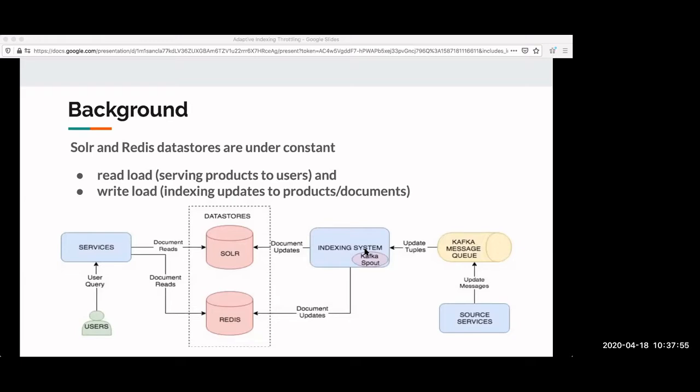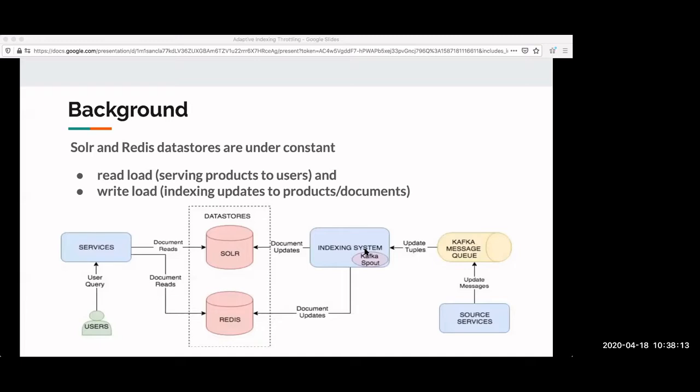So users come onto the platform, they make queries, they make certain requests, those land upon two services. Suppose the query we were discussing, Nike men shoes, that lands on the search service. Now search service will internally call Solr and get the relevant products. It will call Redis, get the product information, and then serve it to the user.